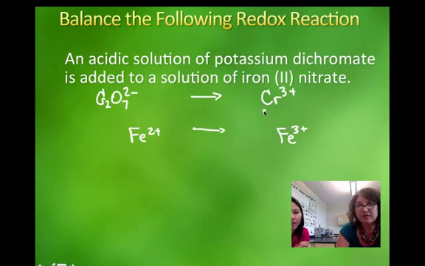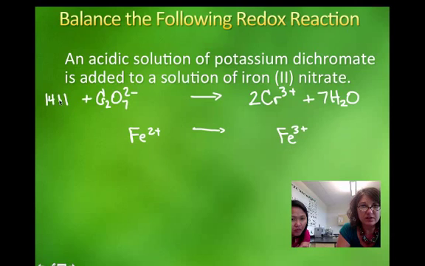Now let's balance for everything but oxygen first. I need 2 chromiums. Now, no oxygen here, so we're good. Now let's balance for oxygen. I need 7 of them, so let's add 7 waters. And now how do we balance the hydrogen? I need 14 of them. So I'm going to add 14 hydrogen ions out here because we're in acidic conditions.